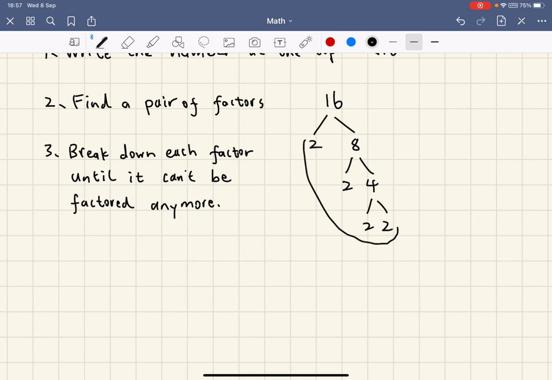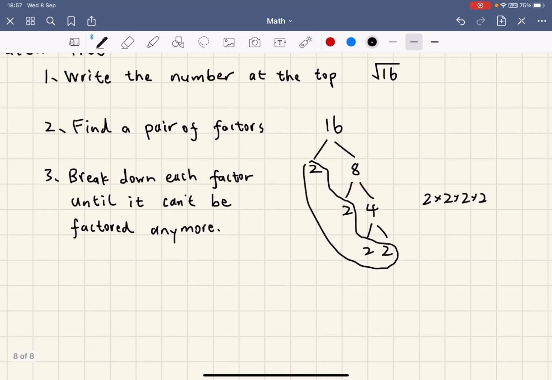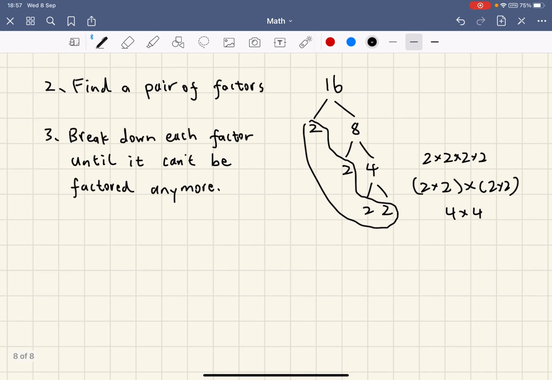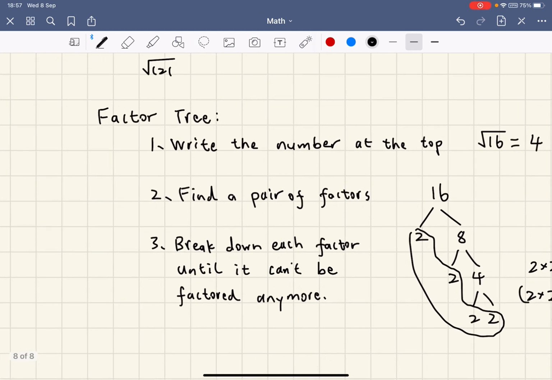So now you look at the factors you have: 2 times 2 times 2 times 2. Since the square root of something is the number that we multiply by itself to get the original number, we can break this up into two pairs, 2 times 2 and 2 times 2, and we get 4 times 4, and we get the answer. The square root of 16 is 4. So now let's do some practice questions.